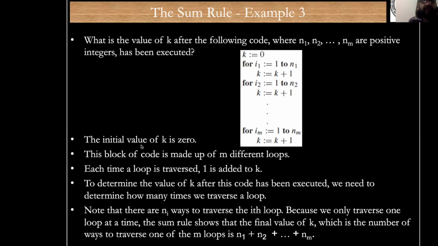The initial value of k is 0. This block of code is made up of m different loops. These are not nested loops. Notice the difference: in a nested loop, for each iteration of the outer loop you had to run the inner loop n2 times. This one is basically a set of different loops. So each time a loop is traversed, one is added to k. To determine the value of k after this code has been executed, we need to determine how many times we traverse the loops. Note that there are ni ways to traverse the ith loop. Because we only traverse one loop at a time, the sum rule shows that the final value of k, which is the number of ways to traverse one of the m loops, is n1 plus n2 plus up to nm.